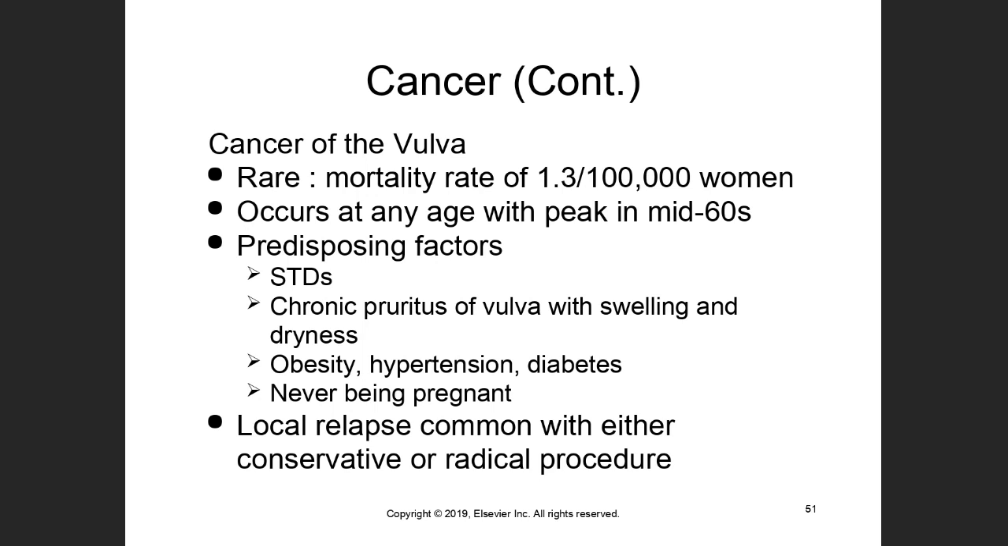Cancer of the vulva. The vulva is basically the outside of the female genitalia. It's extremely rare, with a mortality rate of 1.3 in 100,000. It occurs at any age, with a peak in the 60s. Predisposing factors: STDs, of course, chronic vulvar swelling and dryness. Also obesity, hypertension, diabetes, never having been pregnant. Local relapse is common with either conservative or radical procedures.